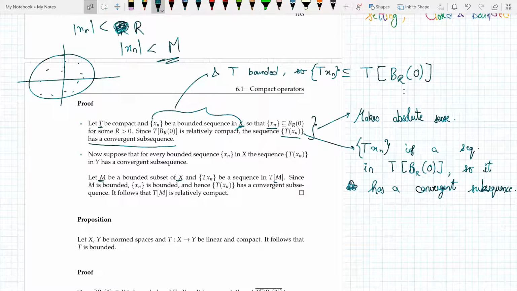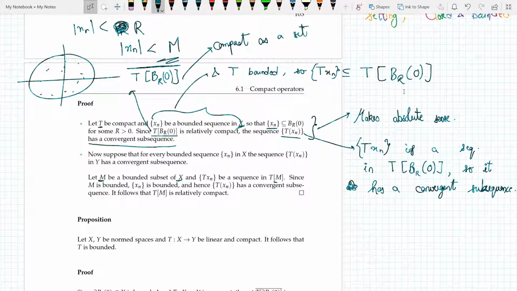Now I say that since T(B_R(0)) is relatively compact, so what does this mean? Why do I say that T(B_R(0)) is relatively compact? I can say that this is compact, and by my definition of compactness, let me first put it, this is compact as a set.